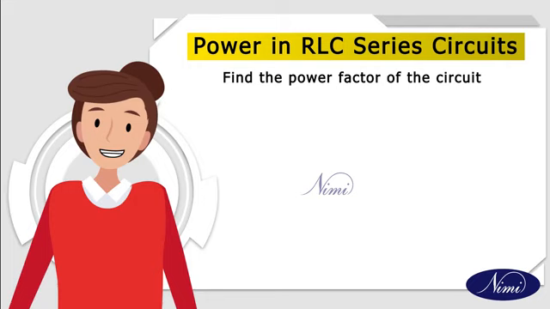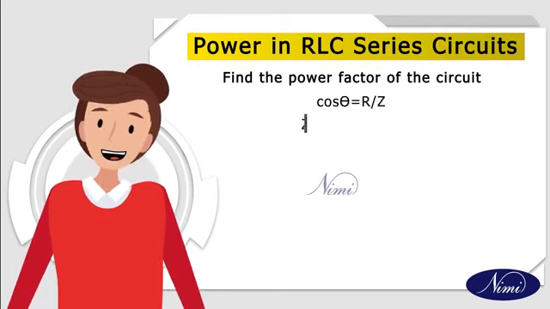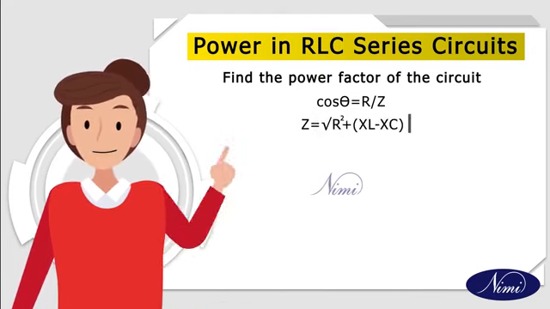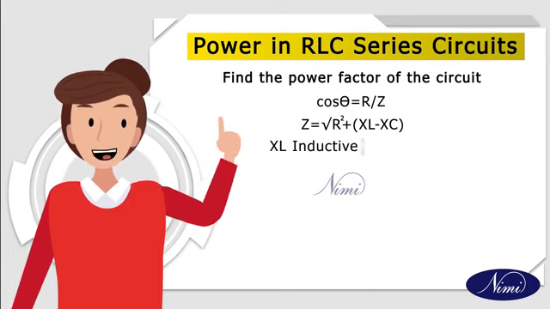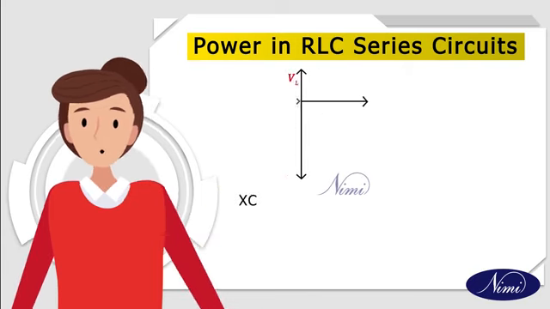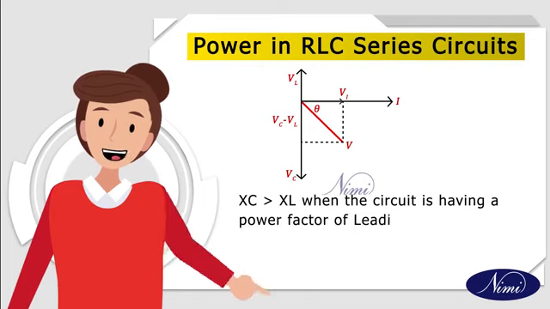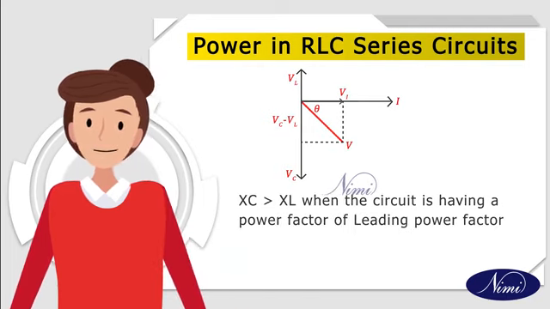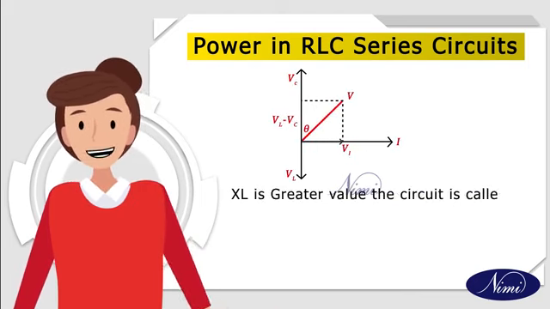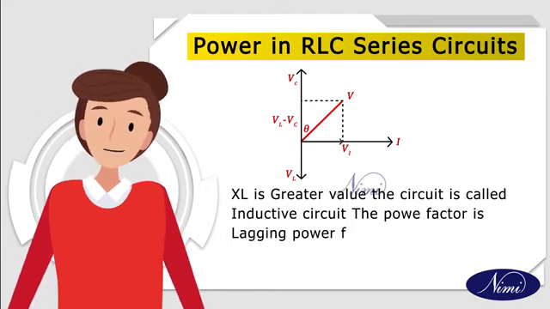Now, we are going to find the power factor of the circuit. Cos theta is equal to R by Z. Z is equal to root of R square plus XL minus XC whole square. Here XL is the inductive reactance and XC is the capacitive reactance. Suppose in a circuit, if XC is greater than XL, then the circuit has a leading power factor. Suppose if XL is a greater value, the circuit is called inductive circuit. That means the power factor is lagging power factor.